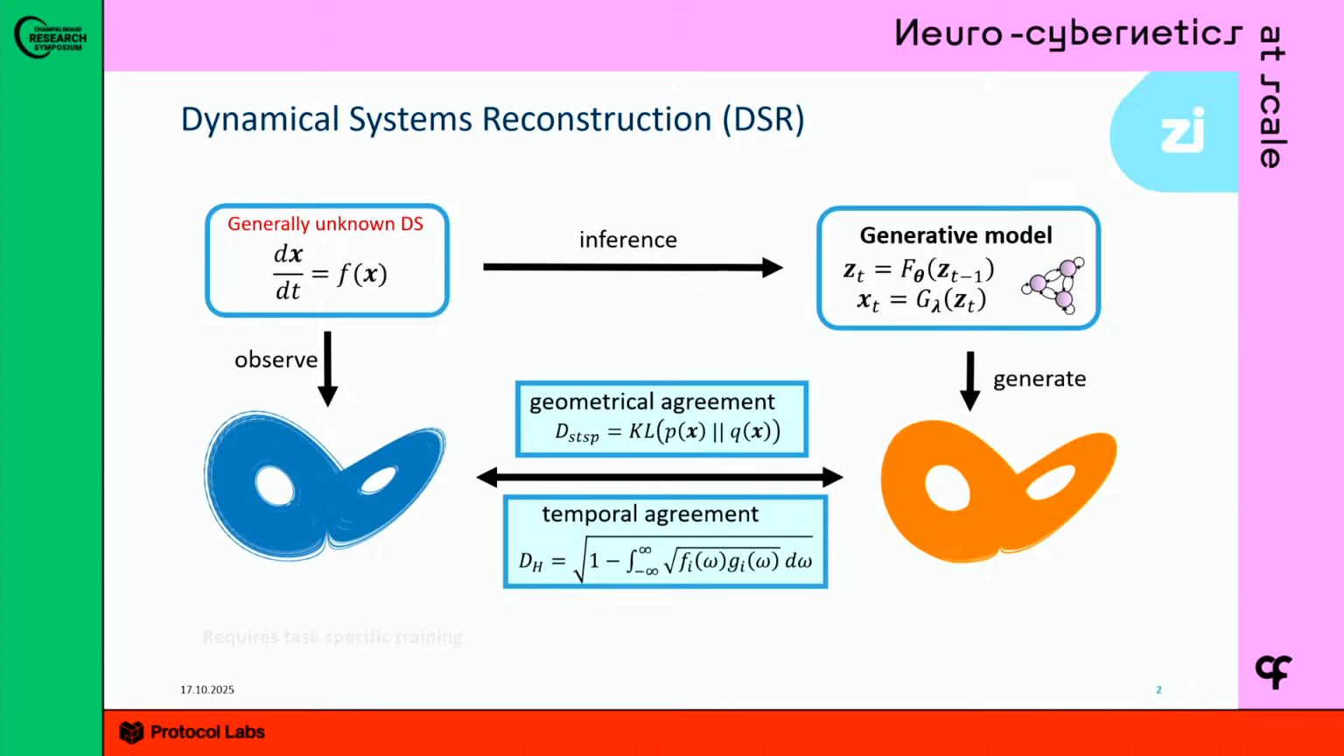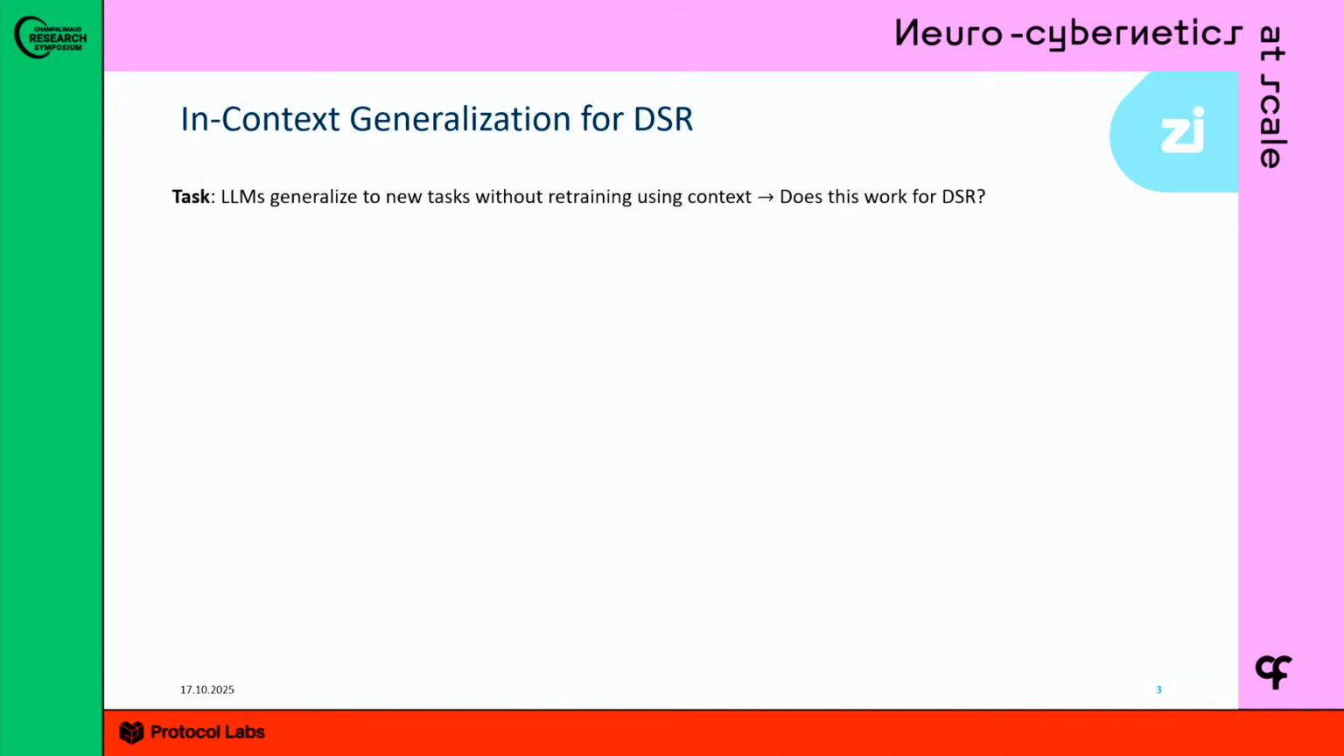Okay. So the major point in this is that most of these approaches require task-specific training. So you have a specific model for each dynamical system. And based on the observations in large language models, which can generalize to new unseen tasks just by providing some context information, we ask the question, okay, can we make this work for dynamical systems reconstruction?